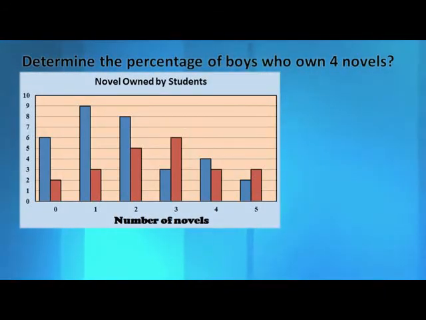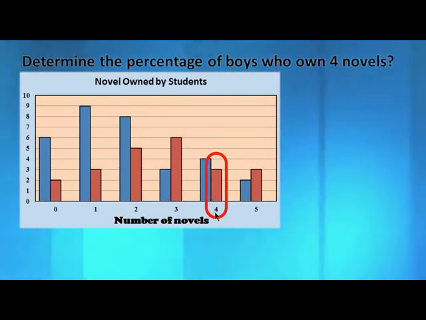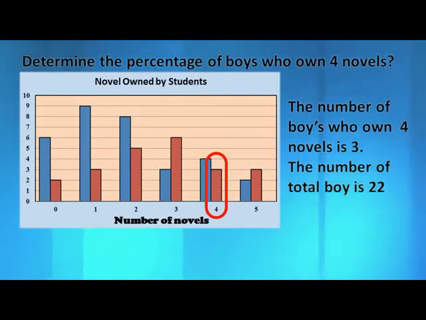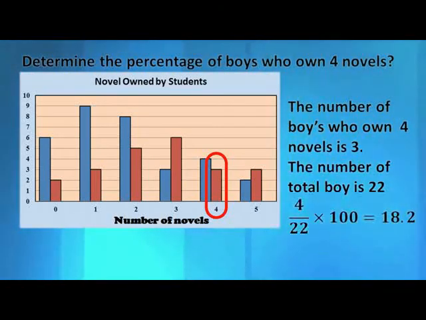Next, determine the percentage of boys who own 4 novels. How many boys that have 4 novels is actually 3. The number of boys who own 4 novels. And then the number of total boys is 22. The percentage is 4 per 22 times 100 equal to 18.2%.